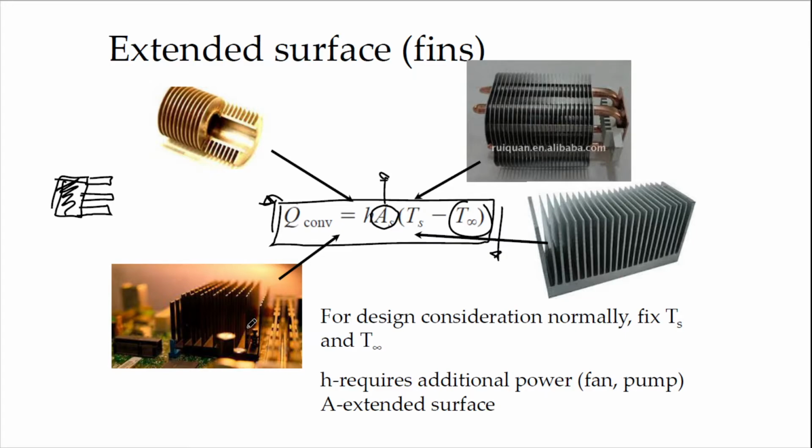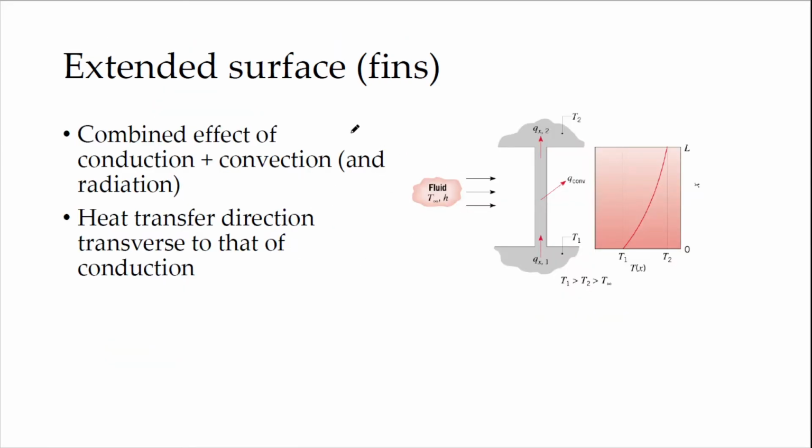Ambient to be smaller, so we can have a larger delta T. But obviously it's difficult to control ambient. You cannot control the weather, so we just keep it like that. Next, what we can do is adjust the h. Adjusting the h is about the flow field. You can put a pump over here, or a fan, to make sure the flow of air or liquid that passes this fin is higher than before. But that requires additional power like a fan or pump.